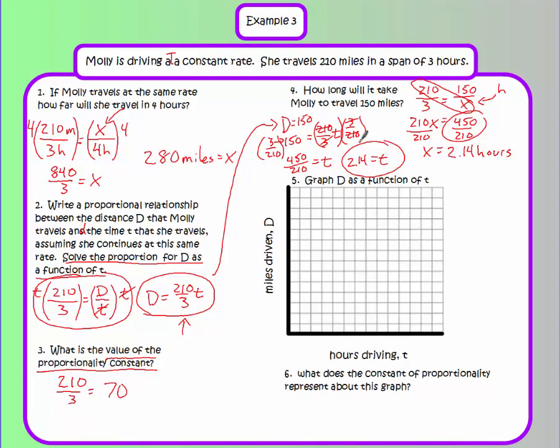So there are two different ways to solve the same thing. If you have the equation, you can easily just substitute in what you know. And if you don't, you could set up a proportion again. And you get the same result either way.